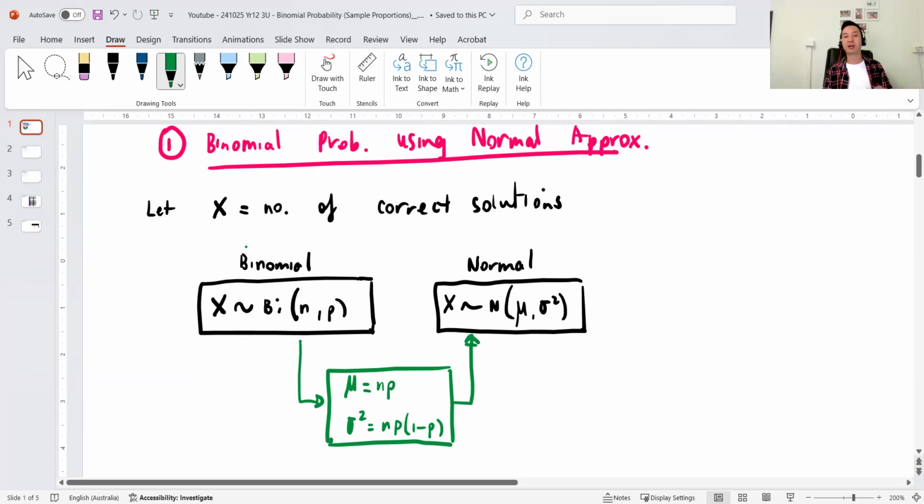Now, there are cases where normal is not very appropriate to use as an approximation for binomial. In those cases, generally speaking, n is really small. So if there's a small sample, the normal approximation isn't great.